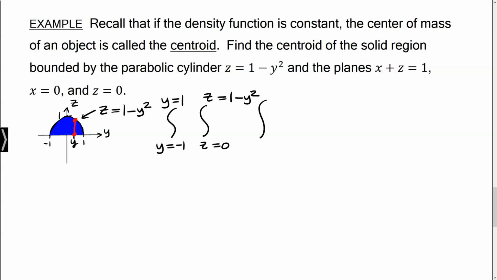And now we have to figure out where x goes between. Again, we're not worrying about integrating anything right now. We're just going to figure out some limits. So x goes between what and what? Well, we have to go back to the picture. So let's go back and look at the picture and see if you can figure it out.